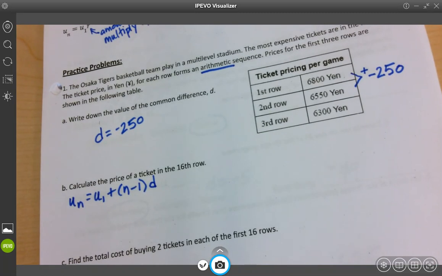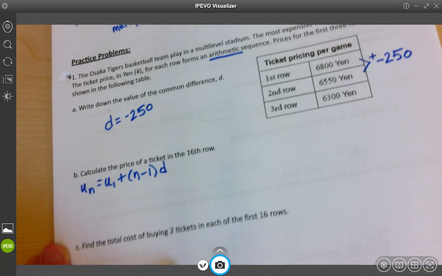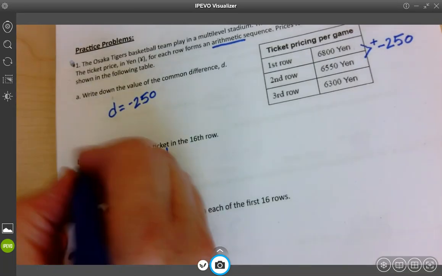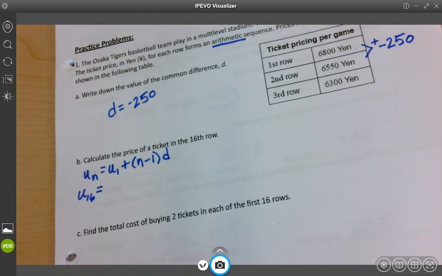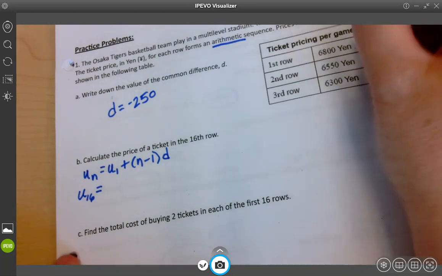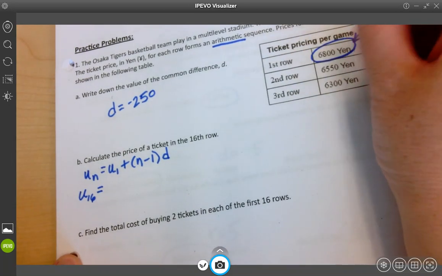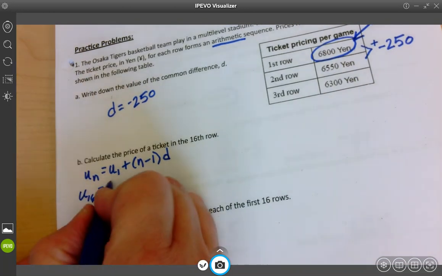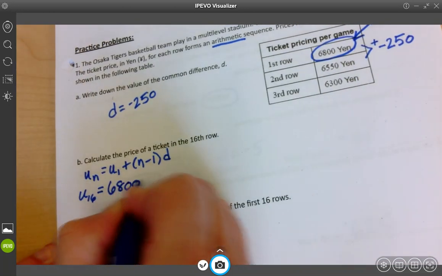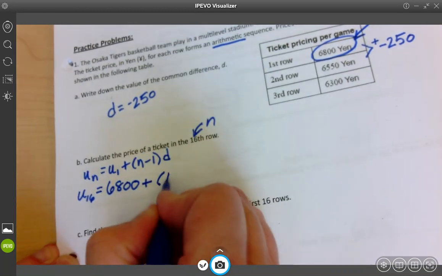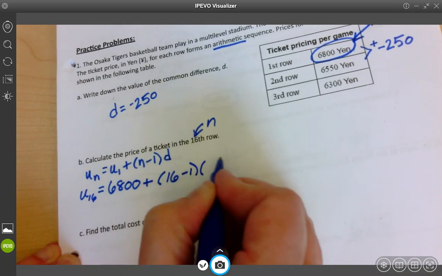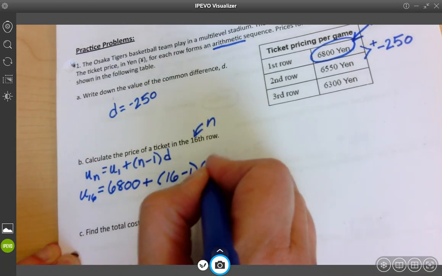And then if I want to find the 16th row, I'm finding U sub 16. That just means the 16th term. U sub 16 is the 16th term. And what is U sub 1? That would be the first term. What's the first term? Yeah, 6,800. This is my first term. This is my U sub 1. Okay, since we're finding the 16th term, that is your n. And our D was negative 250.